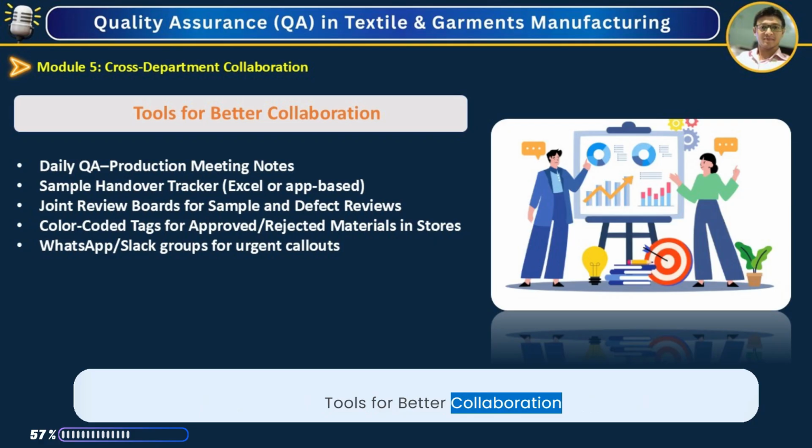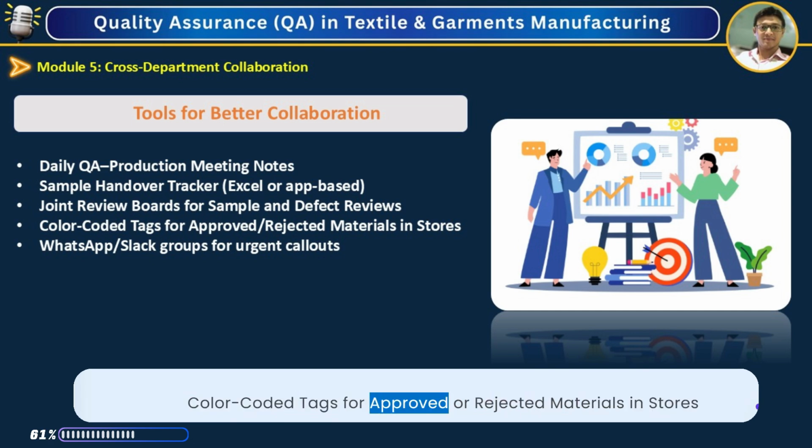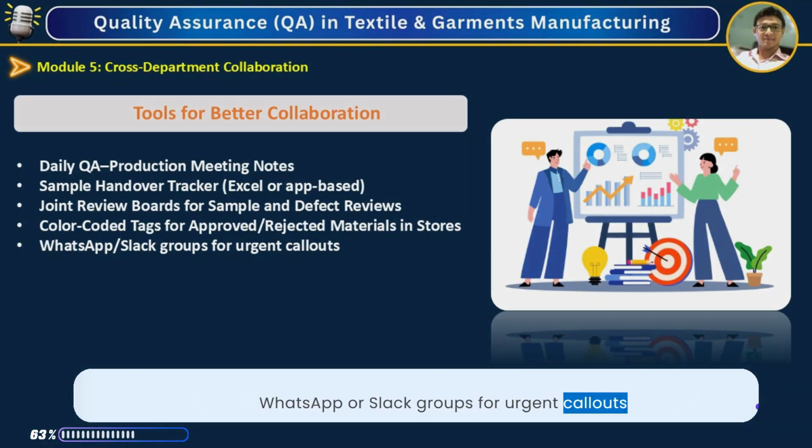Tools for better collaboration: daily QA and production meeting notes; a sample handover tracker, like Excel or app-based; joint review boards for sample and defect reviews; color-coded tags for approved or rejected materials in stores; WhatsApp or Slack groups for urgent callouts.